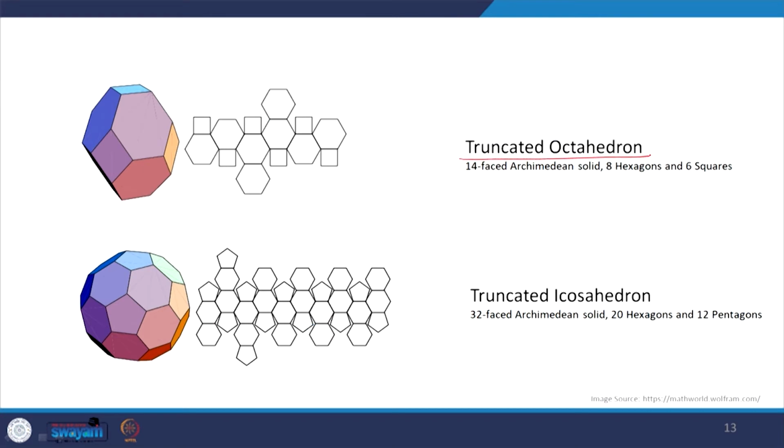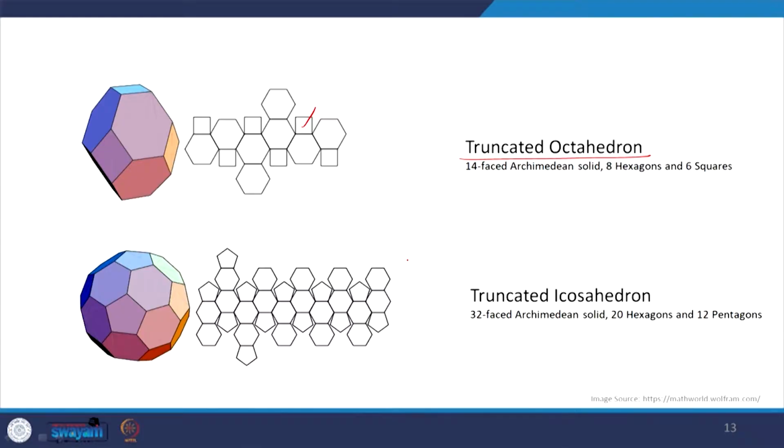We have a truncated octahedron. Again, if you remember how the octahedron was drawn and what the shape of an octahedron was, at each point we have triangular surfaces coming together. In an octahedron we actually have 4 triangles coming together. So if I cut it, I will actually get a square there, and the remaining portion of this triangular face has become a hexagon. So that is what we are going to see again.